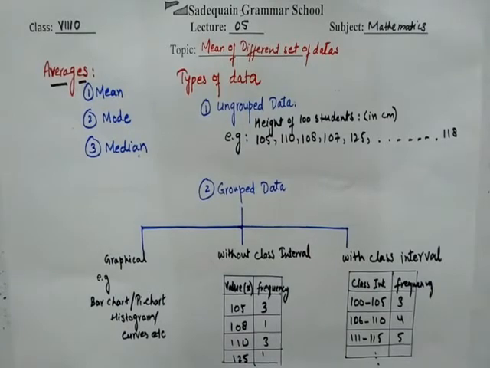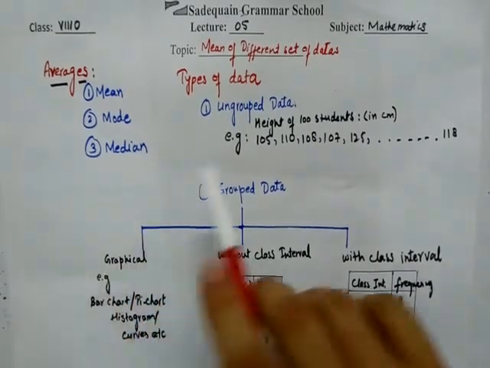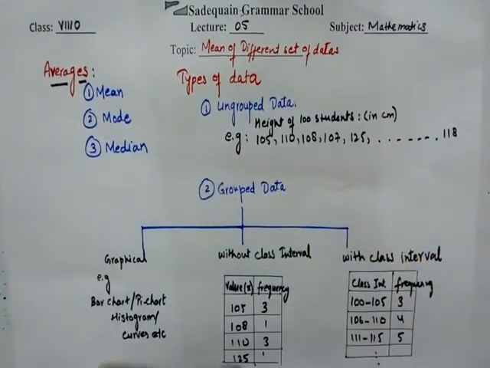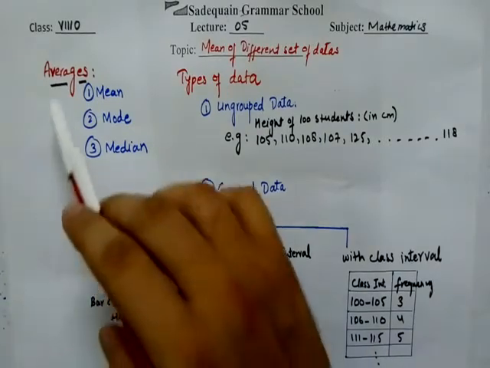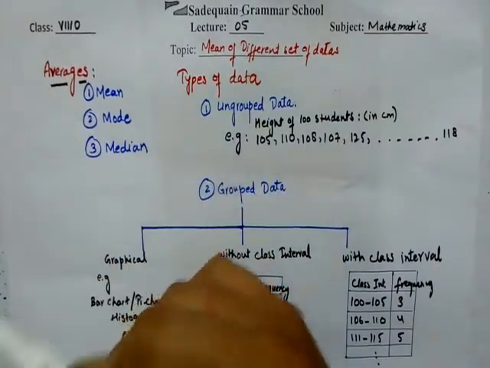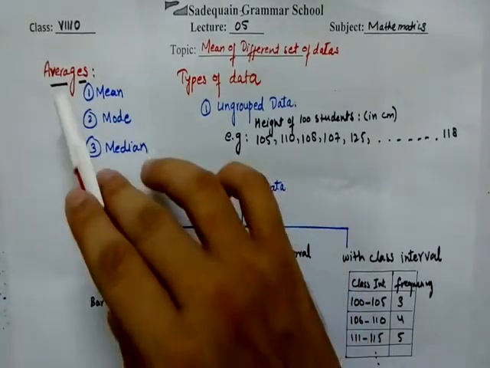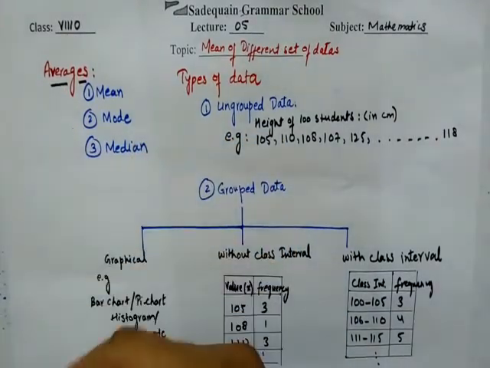Today's topic is how to find the mean of different sets of data. In the previous lecture you studied how to find the mean of ungrouped data, but I would like to give a short intro of averages. To understand mean, one must consider the concept of averages, why it is used, and what the types of averages are.